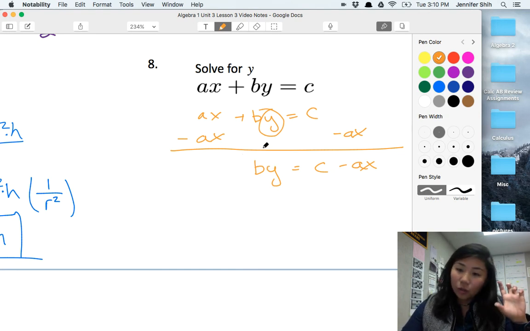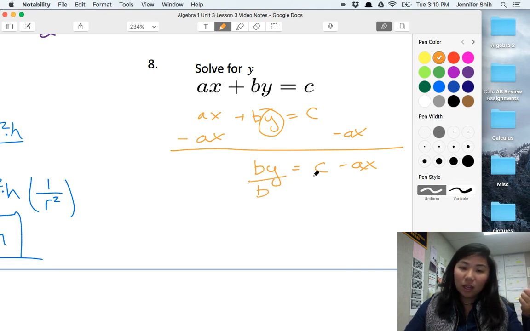Now, this left side, to isolate y, we have y times b. So how do we undo times b? We divide by b on both sides. So then y would equal c minus ax over b.